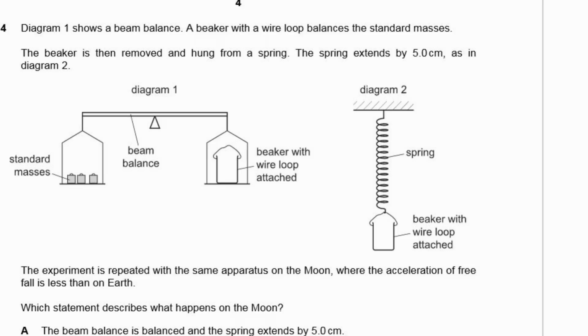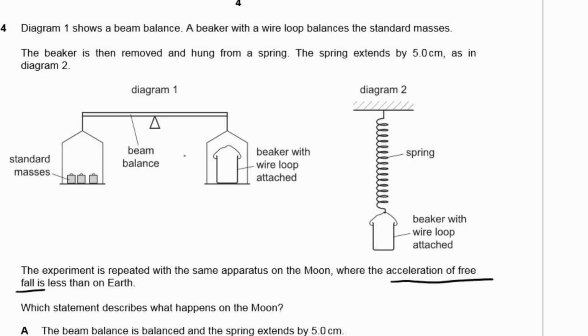Diagram 1 shows a beam balance. A beaker with a wire loop balances the standard masses. The beaker is then removed and hung from a spring. The spring extends by 5 centimeters as in diagram 2. The experiment is repeated with the same apparatus on the moon, where the acceleration of freefall is less than the Earth. The acceleration of freefall, what's that mean? The value for the gravitational force is smaller.